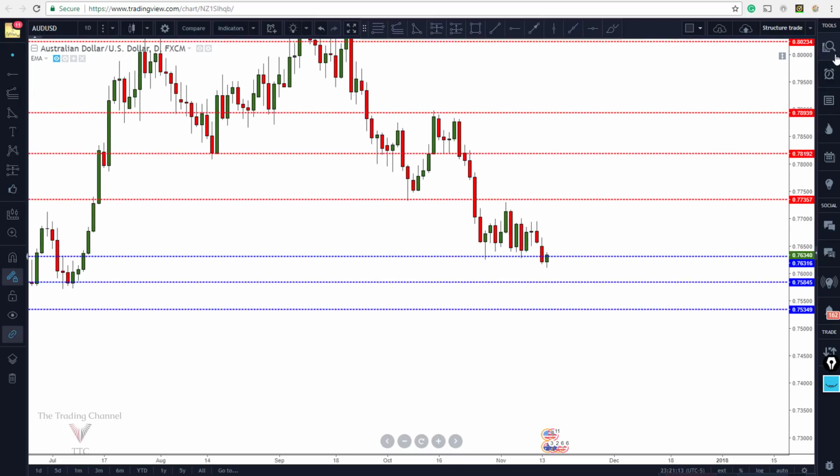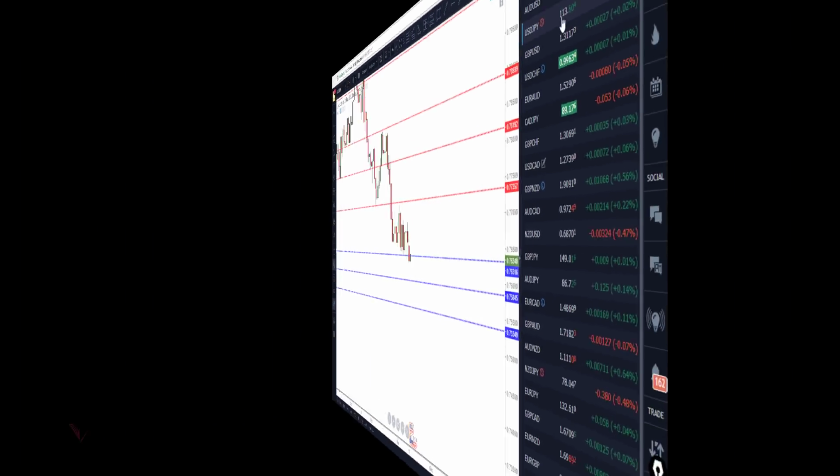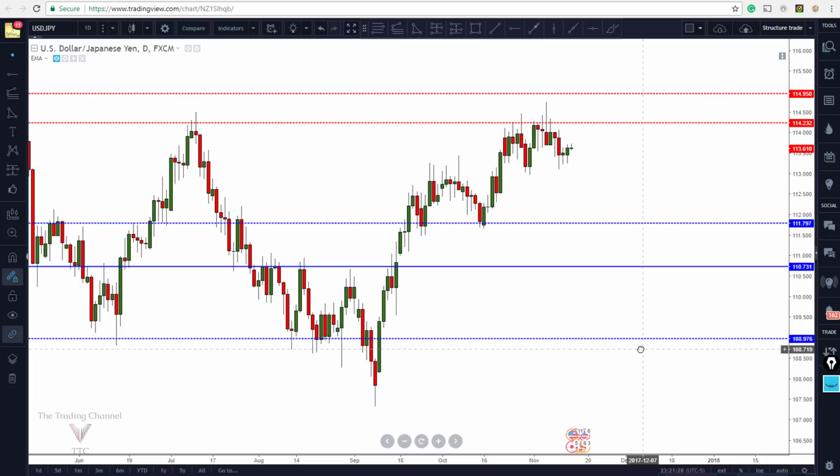But anyways, the next pair we're going to take a look at is going to be the dollar yen. So here on the dollar yen, last week we talked again about the 114.23 level, this level right here, as being major resistance. And in last week's video, we talked about if the market pushed down from that resistance level, we'd be looking for shorting opportunities on a lower time frame. So let's go ahead and go down to a lower time frame and take a look at what we have.